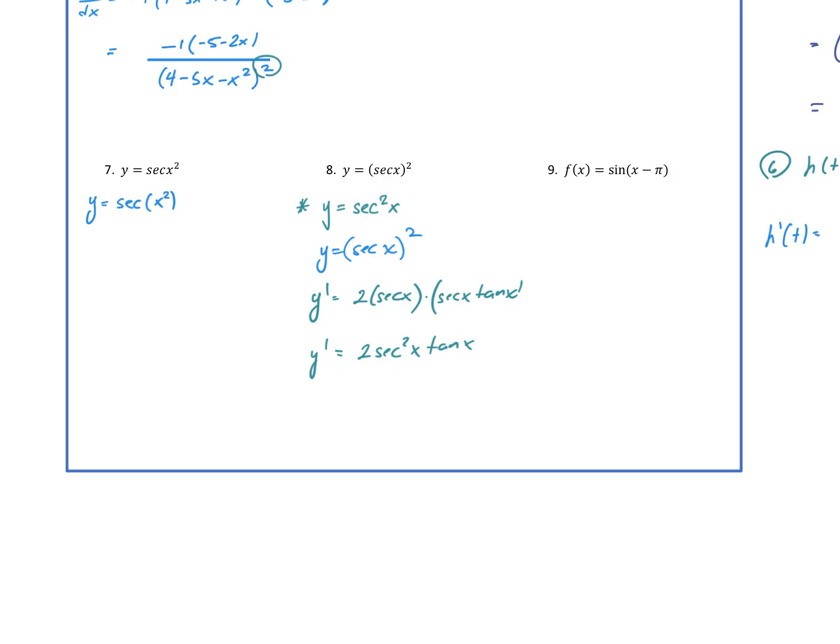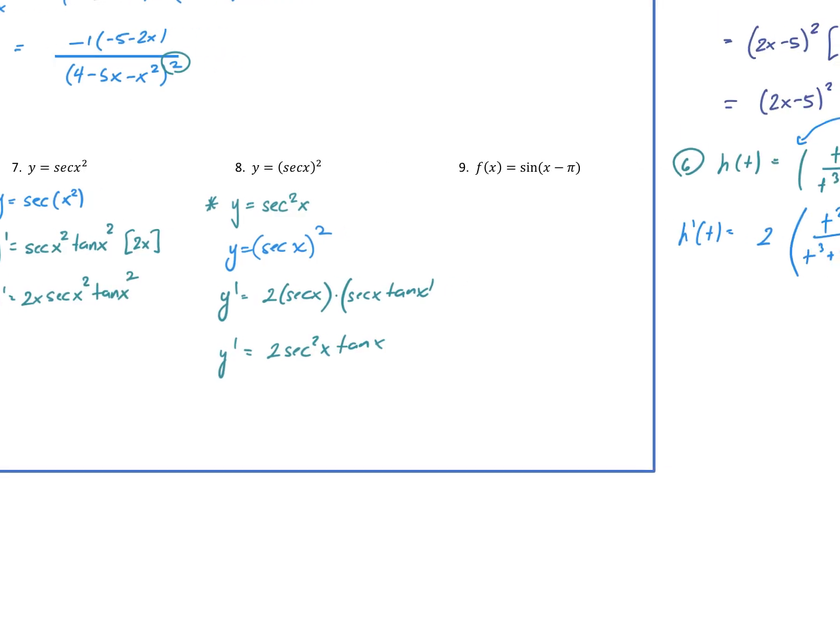Derivative of secant is secant tan. It's secant of x squared tan of x squared, but then times it by the inside, which is 2x. Y prime, we're going to get 2x secant of x squared tangent of x squared.